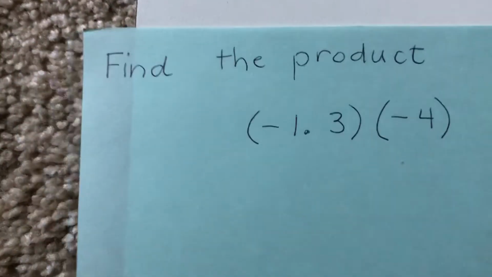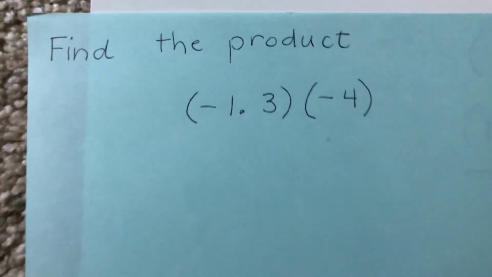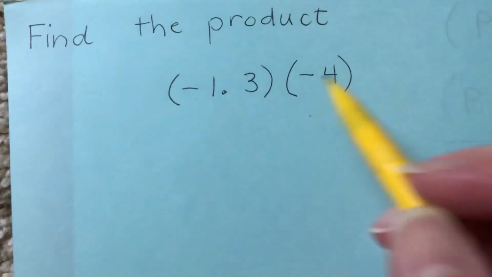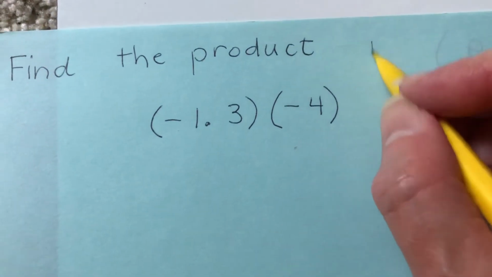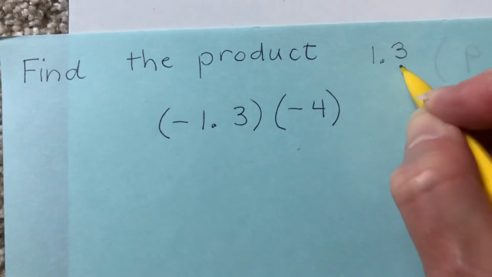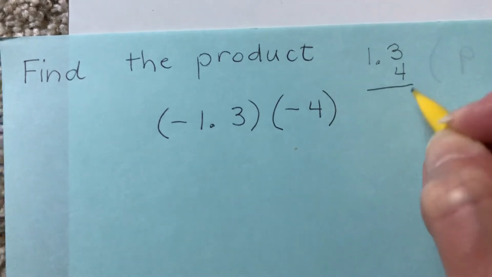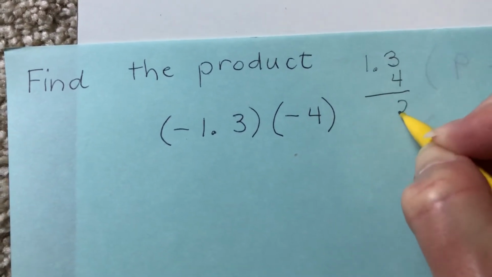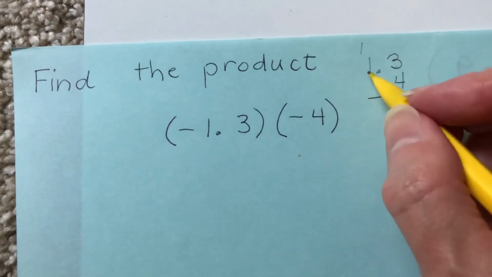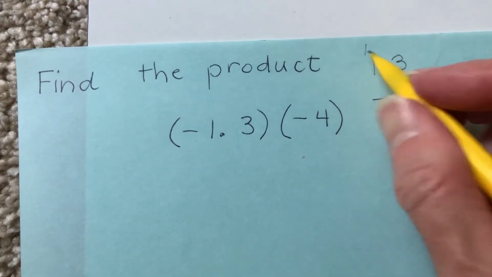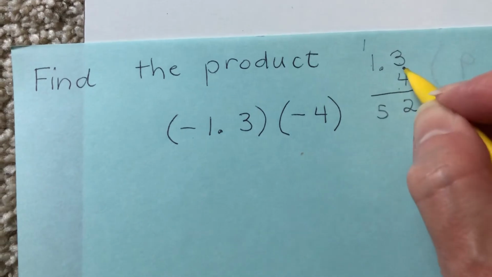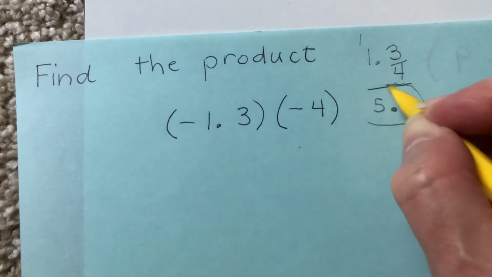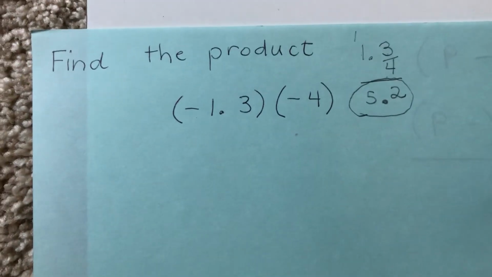Next, I want to find the product. That just means to multiply. First of all, notice a negative times a negative will be a positive. So I should have a positive answer. I'm going to take 1.3 times 4. It's just like doing 13 times 4. 3 times 4 is 12. 1 times 4 is 4, plus 1 is 5. I have one number after the decimal point, so I want one number after the decimal point. So positive 5.2.